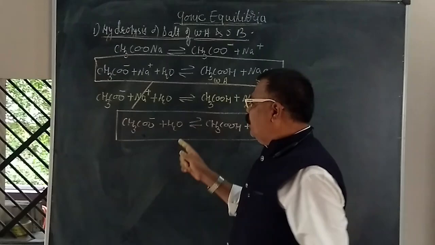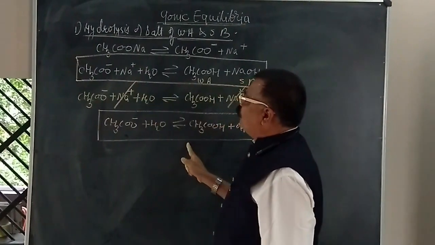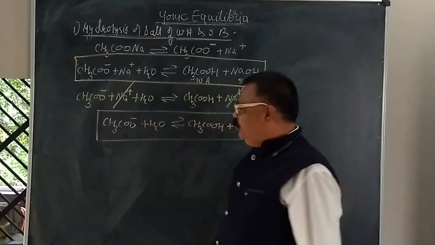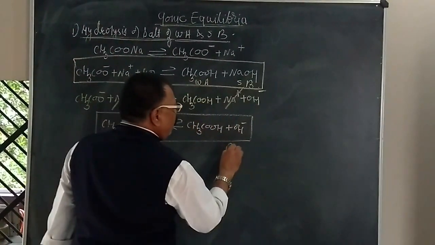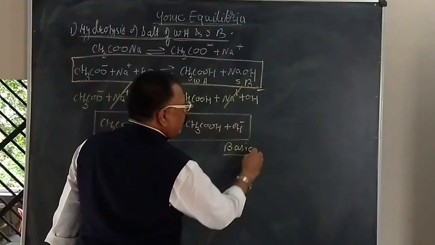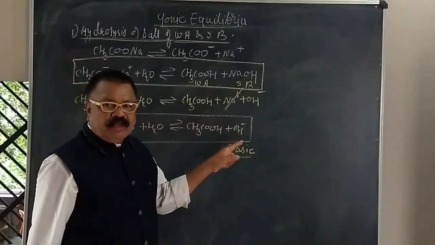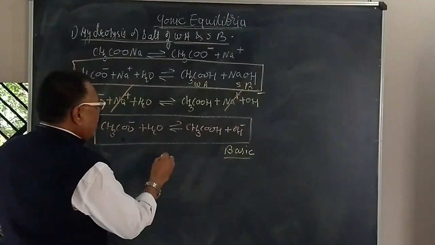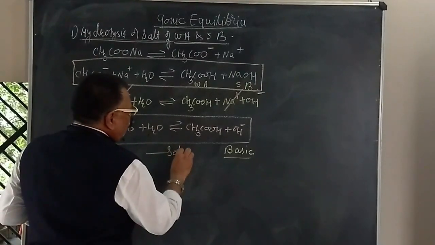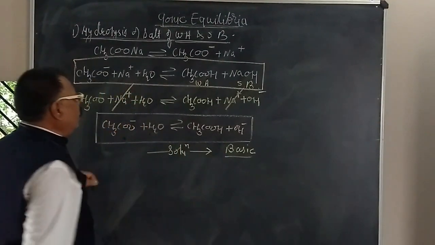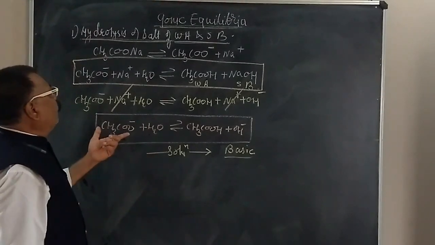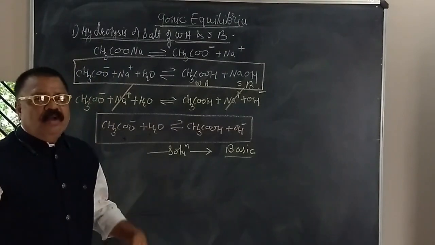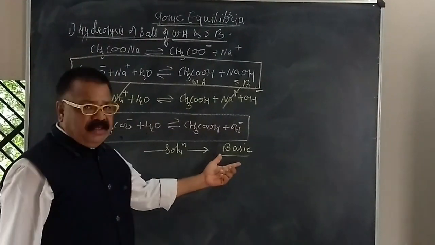and that's why, if we talk about the solution, the solution of sodium acetate is basic in nature. Why basic? Because we are getting the excess concentration of the hydroxide ion. The hydroxide ion is what you get here, and that's why the solution of the salt of the weak acid and the strong base, or rather the solution of sodium acetate, becomes a basic solution.